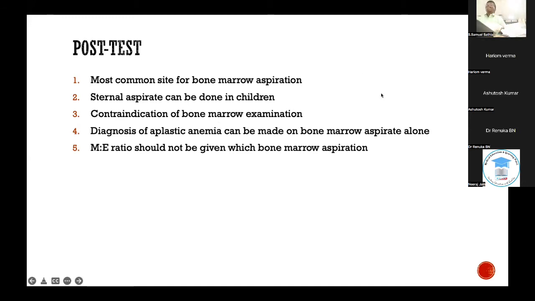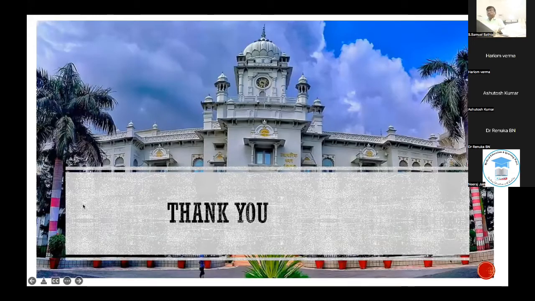If there is a dry tap, how to report it? For dry tap, we cannot do anything. We have to give the report as a dry tap. We only have to wait for the biopsy actually.